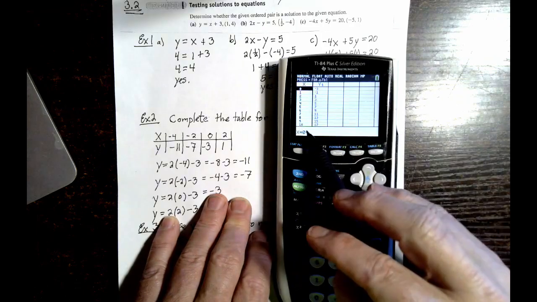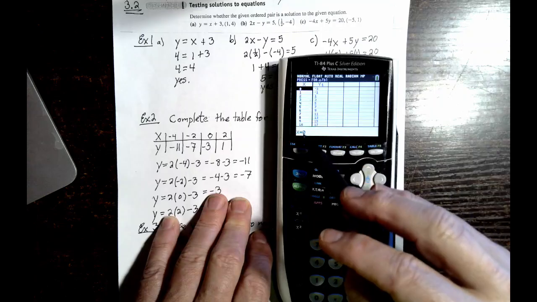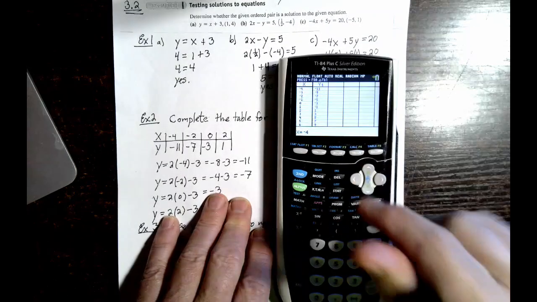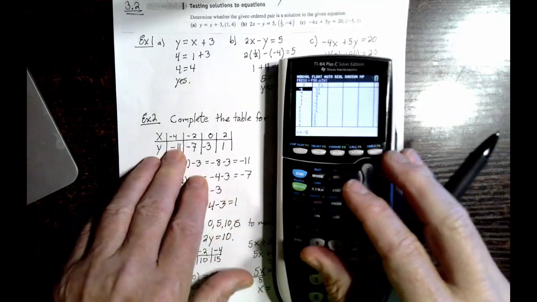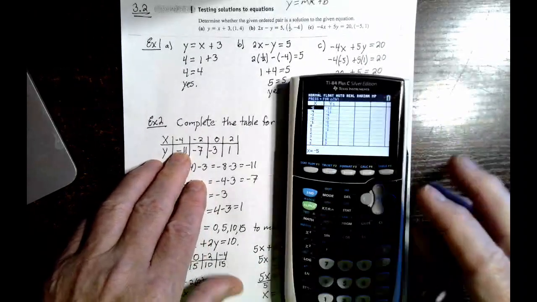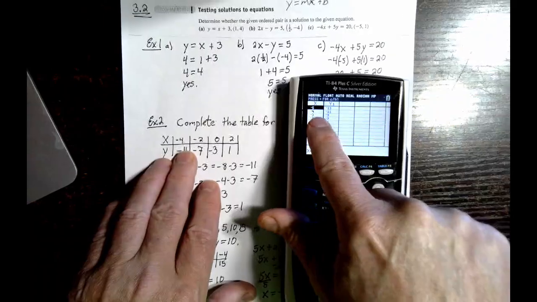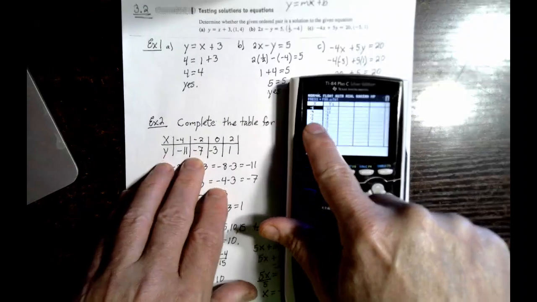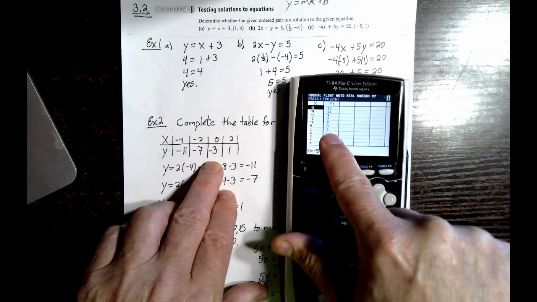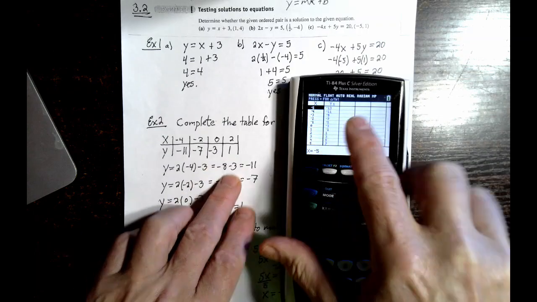Okay, and it gives you a nice table of values from 0 to 10, and if you want negative numbers for x, you can just arrow up and you get the negative numbers as well. Okay, so this one, they want you to complete the table, and they give you minus 4 to positive 2. So minus 4 is negative 11. Minus 2 is negative 7. 0 is minus 3. And 2 is positive 1.